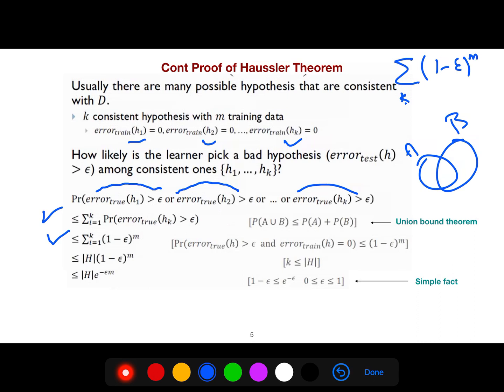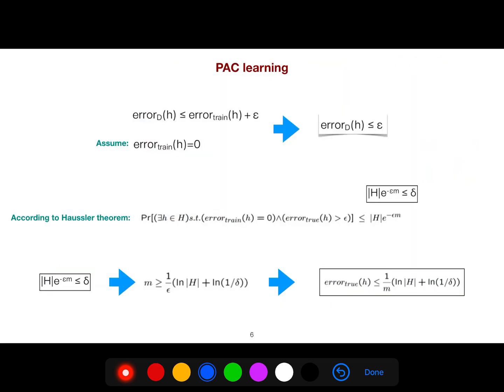So this is the reason for this. Finally, we approximate this k by the cardinality of your hypothesis space, because k is at most the cardinality of your hypothesis space. We don't know k, but we say, okay, let's call it cardinality of H. And finally, using a simple fact from elementary calculus, this becomes the bound. So the proof was very easy.